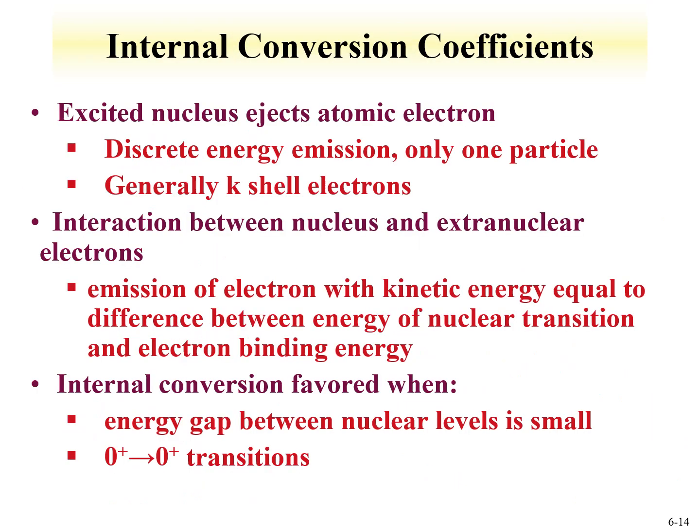For the internal conversion electrons, there are some methods for evaluating, particularly, internal conversion coefficients. When this de-excitation occurs, generally speaking, K shell electrons are emitted. This emission is usually with some discrete energy. It can often occur with only one particle.